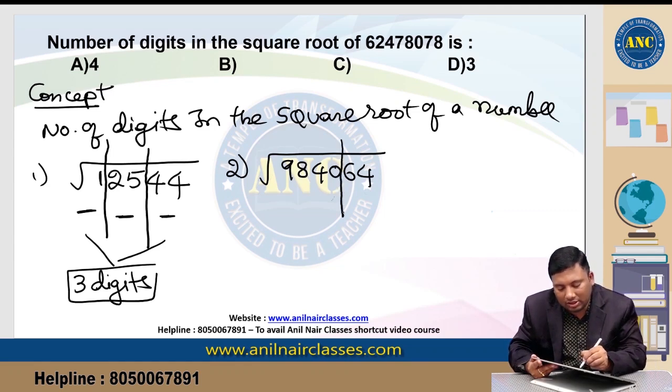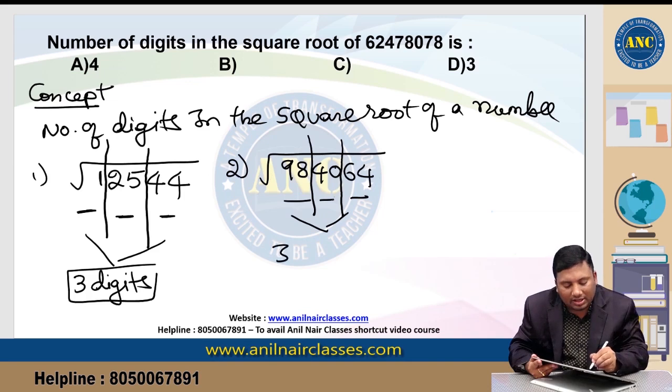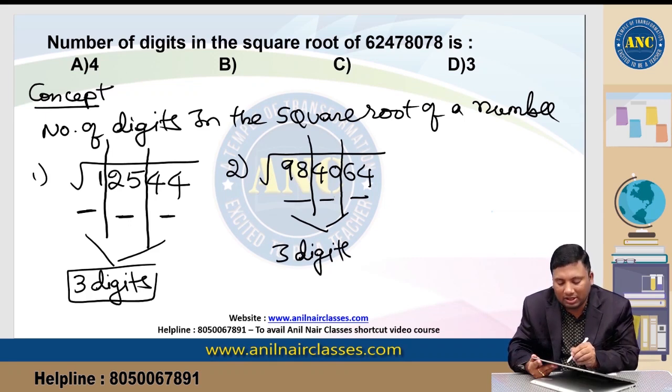984064. Square root. Keep a slash after every 2 digits. Answer contains how many digits? Answer contains 3 digits. I hope it is clear.